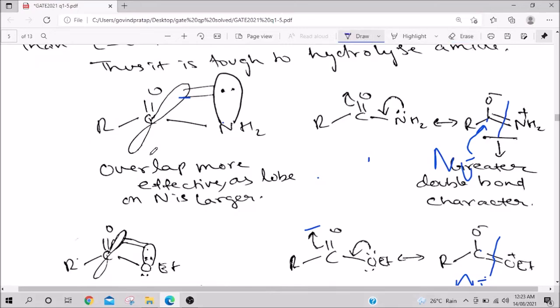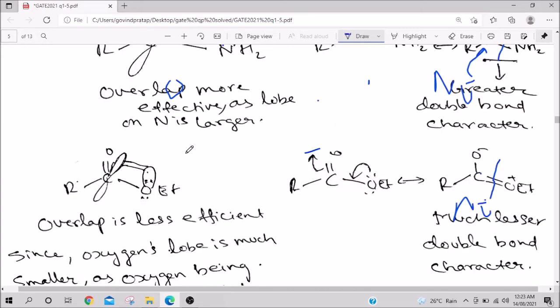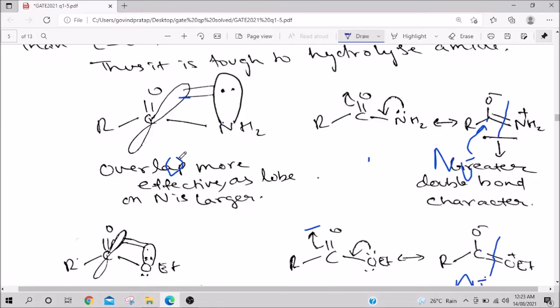Hydrolysis will happen like this: OH minus will attack. Oh, I have not written here. So basically OH minus goes and attacks here, then this goes up, and this comes down, and then this leaves. So this bond has to leave, that is what has to happen.